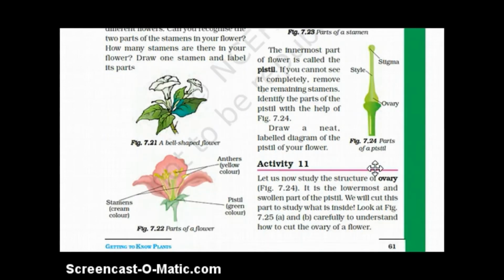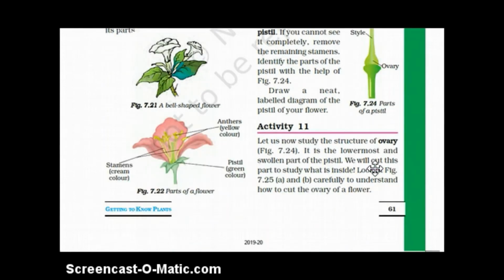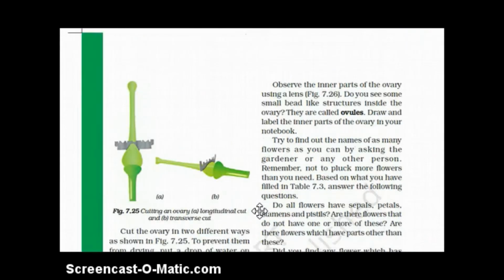Now there is another activity, activity 11, in which we will study about this ovary to see the arrangement of ovules. Now let us study the structure of ovary. It is the lowermost swollen part of the pistil. We will cut this part to study what is inside. Look at figure 7.25a and b.